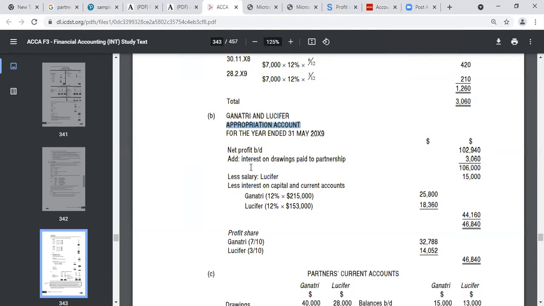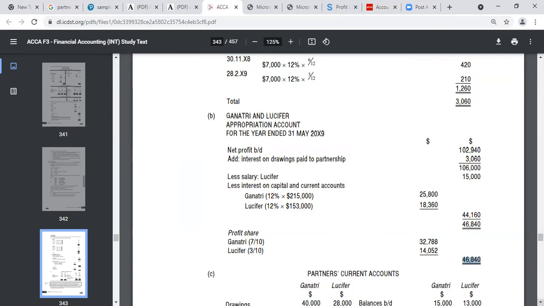Once we have added the interest on drawings, ours is now to look at the salaries. For example, here Lucifer, who was a partner, was being paid a salary, and we are lessing that. Then we also go ahead to less the interest on capital and the current account, and we have been provided the respective percentages there. Right after we've deducted our salaries and the interest on capital, ours is to make sure that we get the profit. This is basically the total, and this profit is now distributed between the two partners.